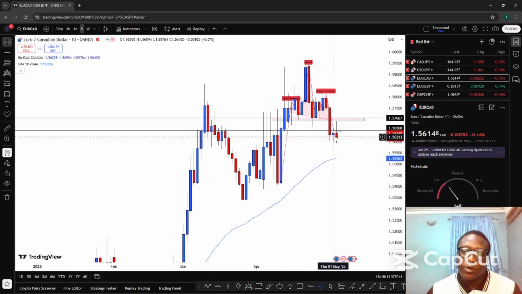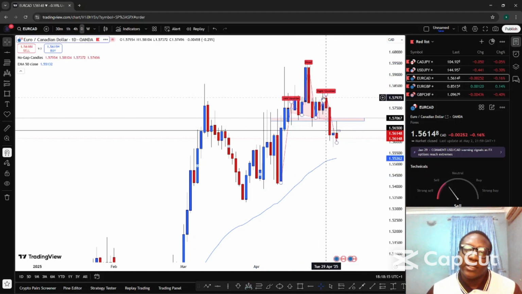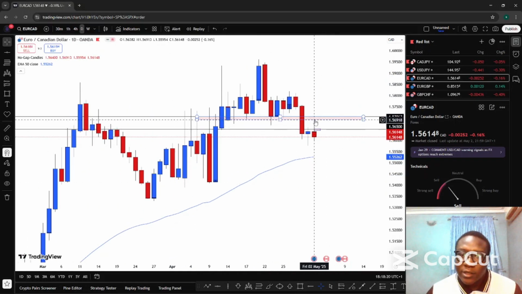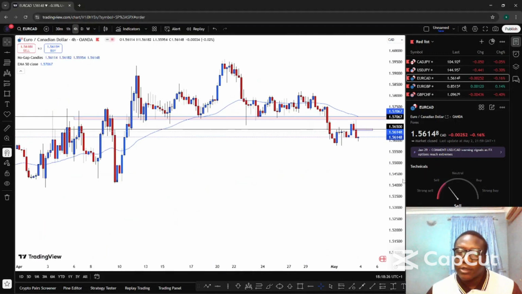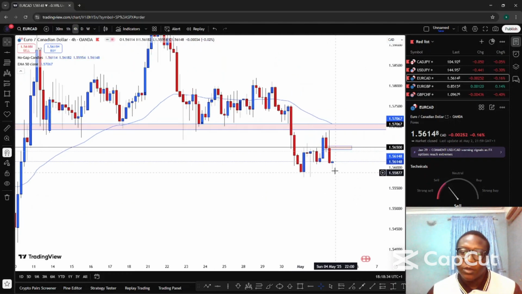So basically what we're just waiting for is a retest of the head and shoulder, which you can see that the market already retested. So what we're going to be doing, we'll go down to the 4-hour time frame. On the 4-hour time frame, we can see that the market has given us a shift of structure from our area of interest.